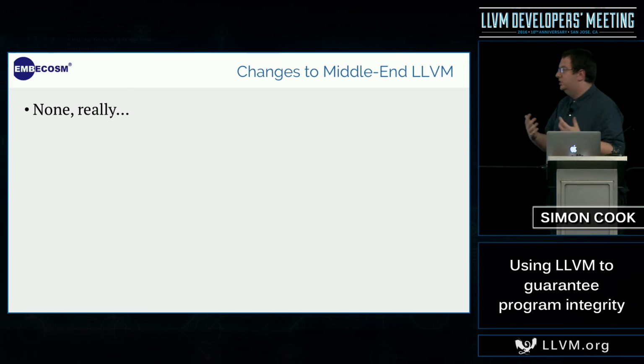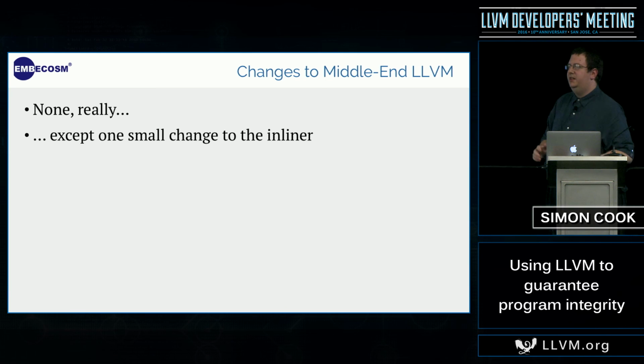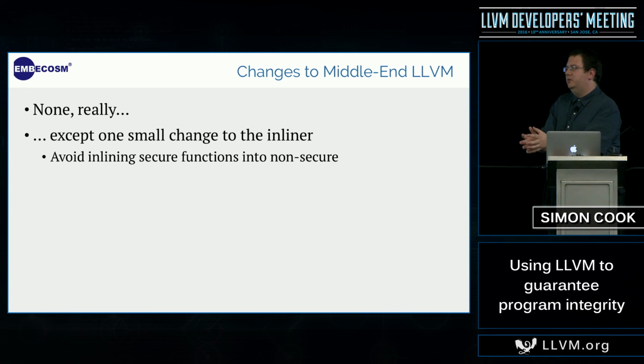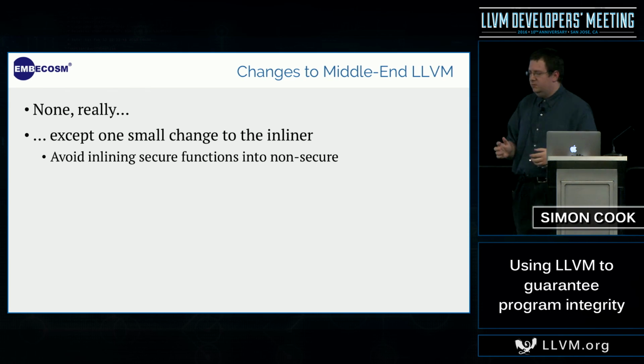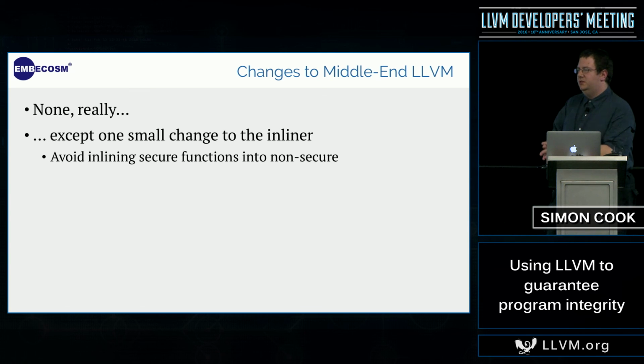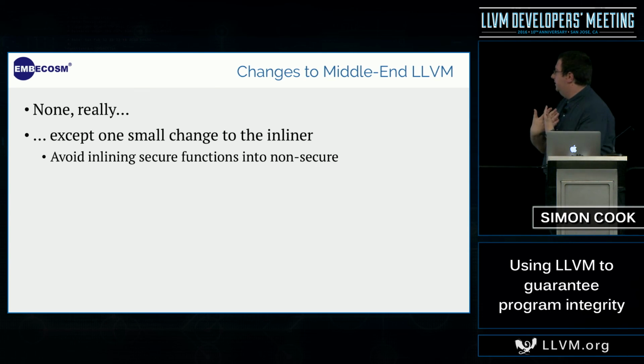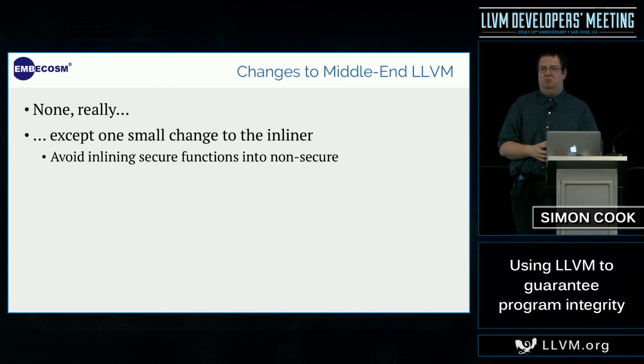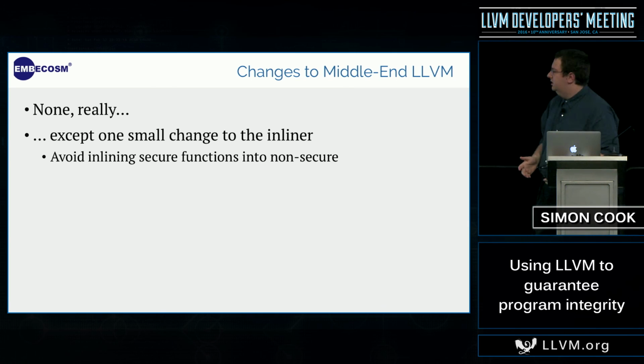With one small example: we want to stop the inliner from taking our function that we've said we care about, and we want to be secure, and inlining it into something that's not secure. Because now we think we've made this thing nice and secure, we haven't. So we've had to change the inliner to look at this attribute, and if the protected function attribute is there, then immediately not consider inlining this function into any of its call sites.